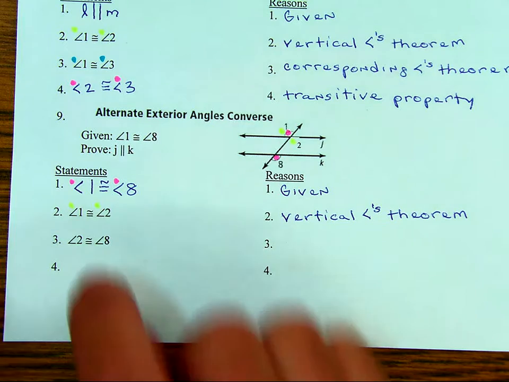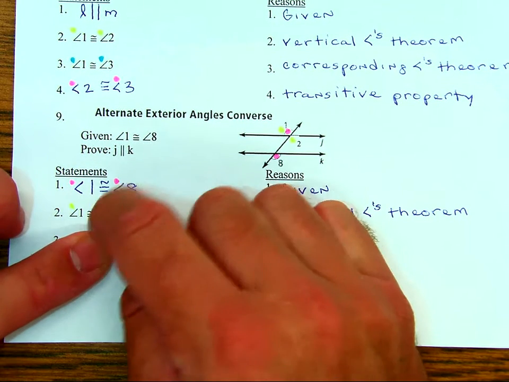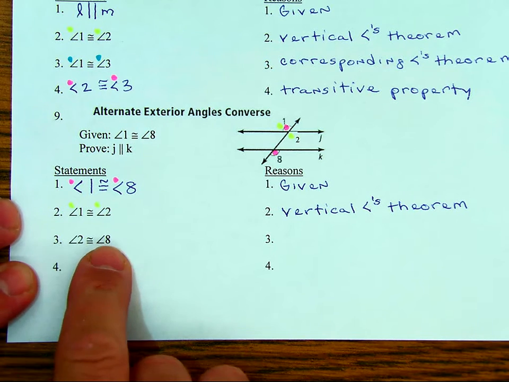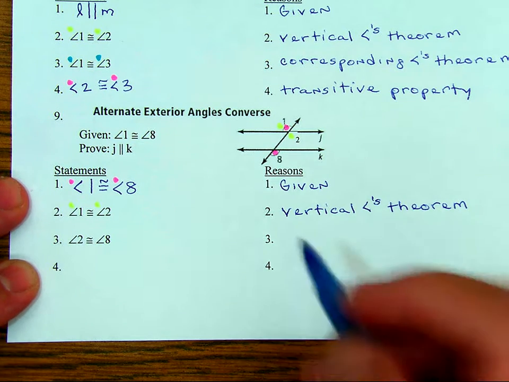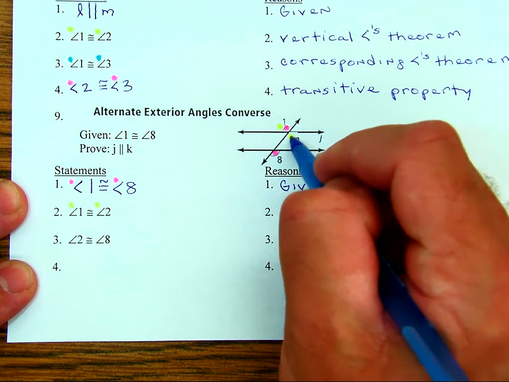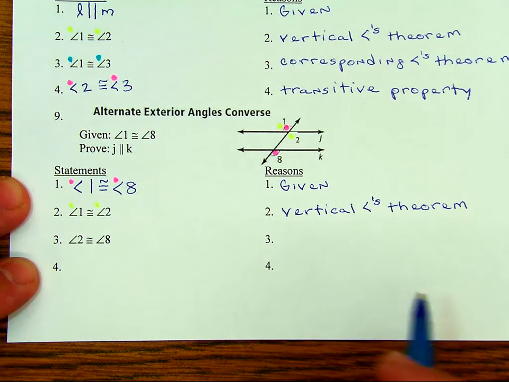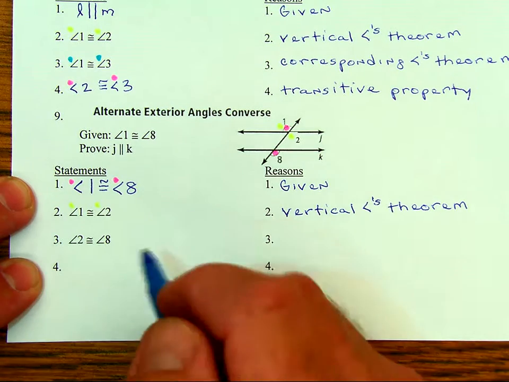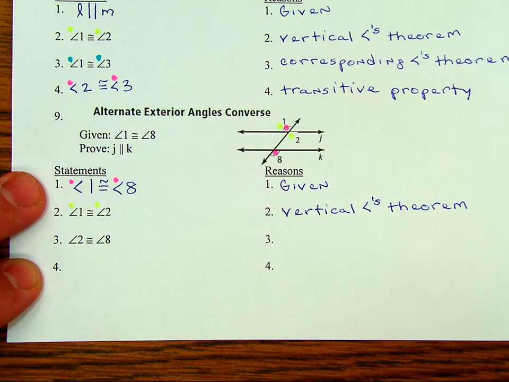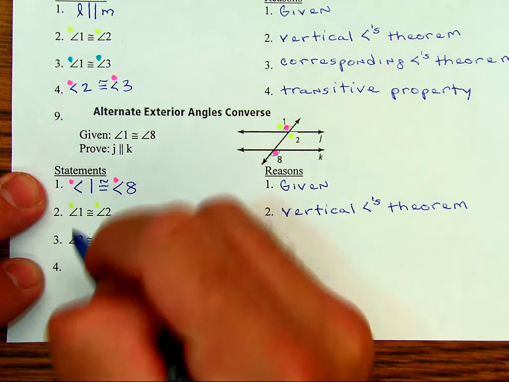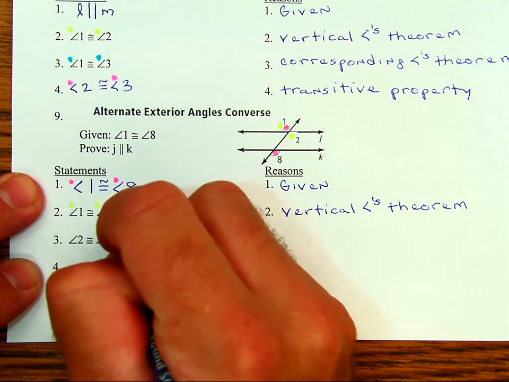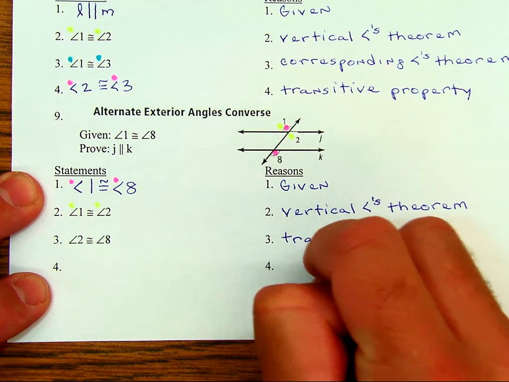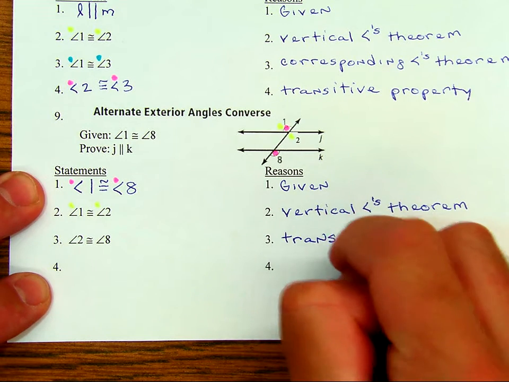Okay, so now I have angle 1 is congruent to two different things, angle 2 and 8. So therefore angle 2 and 8 are congruent to each other. They are corresponding angles, but since we haven't proven line J parallel to line K, I wouldn't want to use corresponding angles theorem quite yet. So I'm going to say that it's transitive property. Since angle 1 is congruent to two different things, those things are congruent to one another.